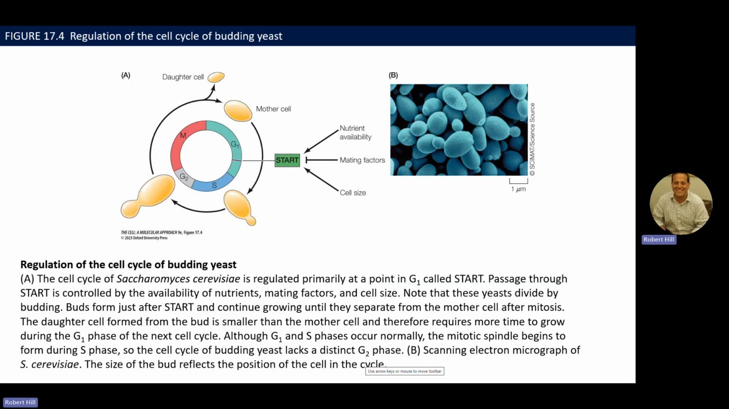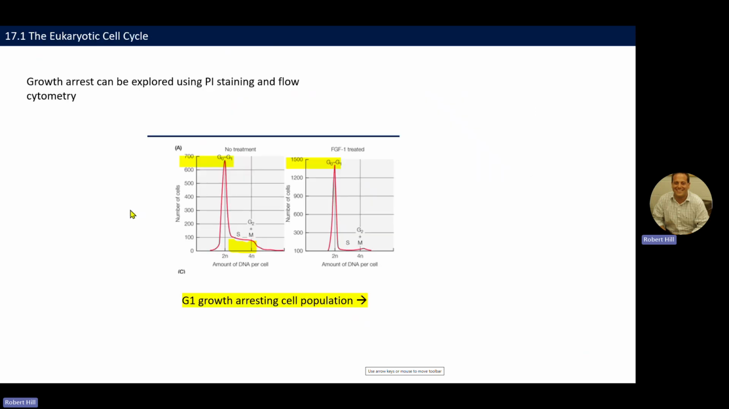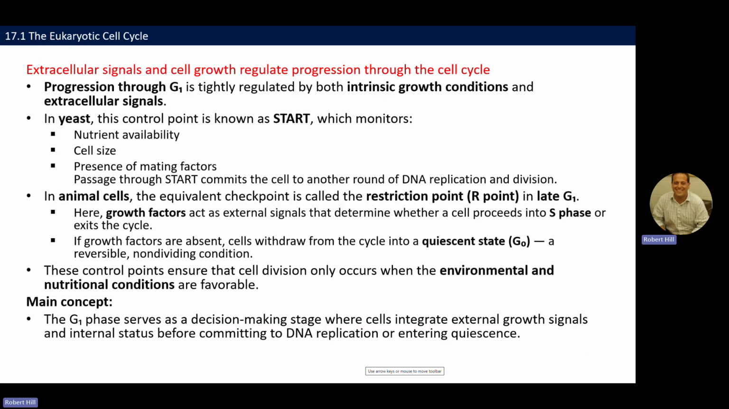So in animal cells, there is an analogous checkpoint, and it's called the restriction point, or R point, and it occurs in late G1. Right? So here, growth factors determine whether a cell proceeds into S phase or exits into a quiescent non-dividing state known as G0. But once past the R point, progression to DNA replication becomes irreversible. Right? So these control mechanisms really ensure that cell division only proceeds under favorable conditions.